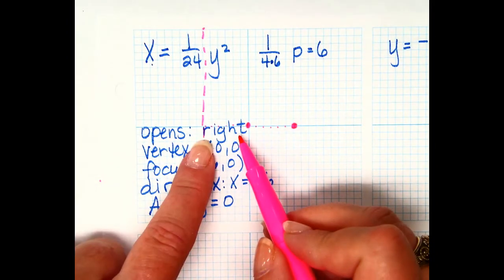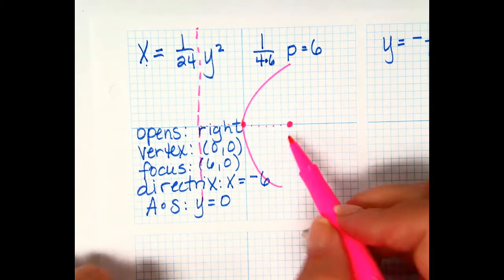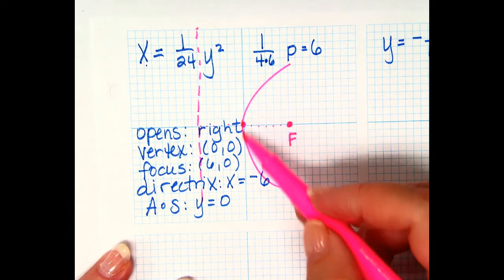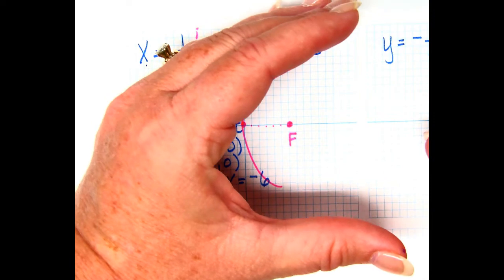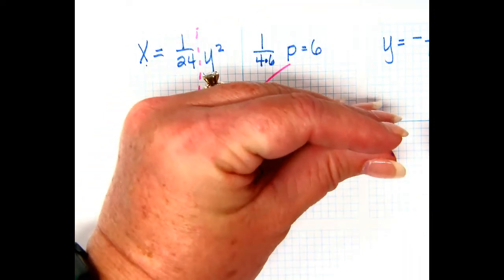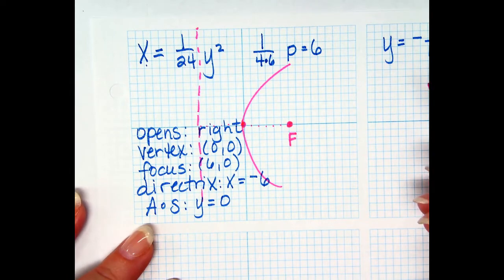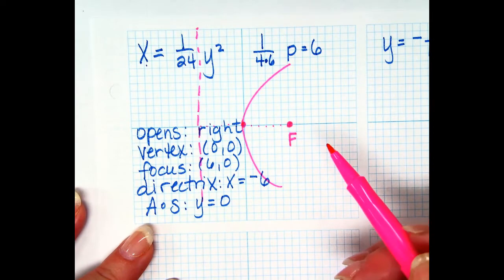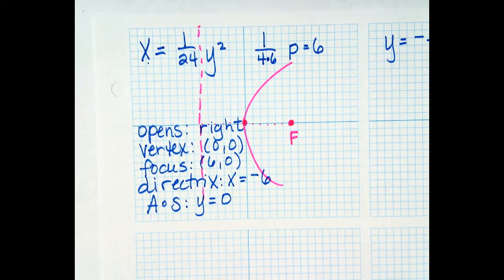You said it opened right. Does that make sense in this situation? Where is the focus always in relation to the parabola? It's inside. It's like the parabola is going to eat the focus, like as a snack. Okay? The directrix is on the other side. It's away from the focus on the other side from it. But the focus is always on the inside. You okay with that? Okay.